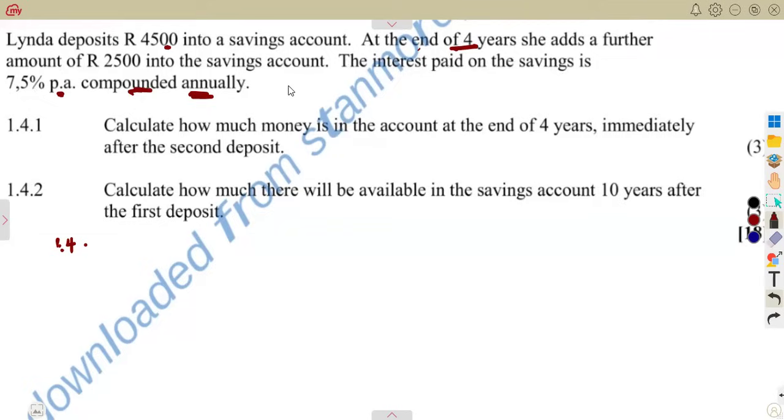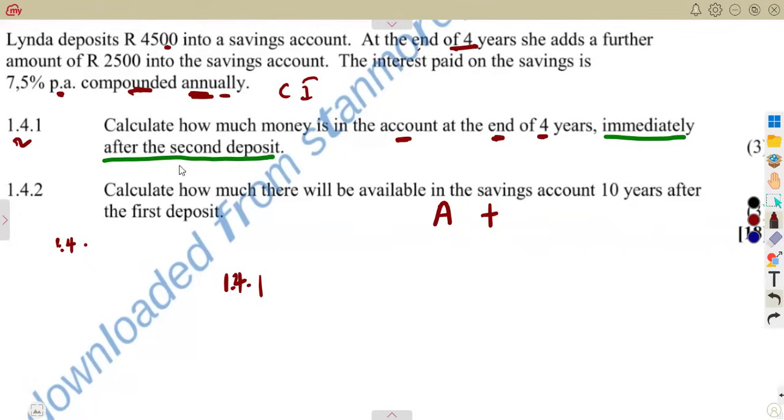Compounded annually. Compound interest again. But like I said, compounded annually does not affect; you just write your interest as it is. But that's the compound interest formula that you're going to use. The question on 1.4.1 was to calculate how much money is in the account at the end of 4 years, immediately after the second deposit. Take note, it is not ending there. The amount we are going to have immediately after the deposit, after these 4 years, is the normal amount from the compound interest plus the second deposit.